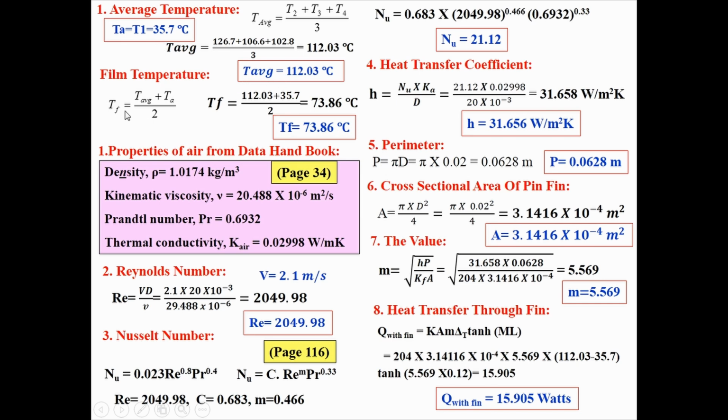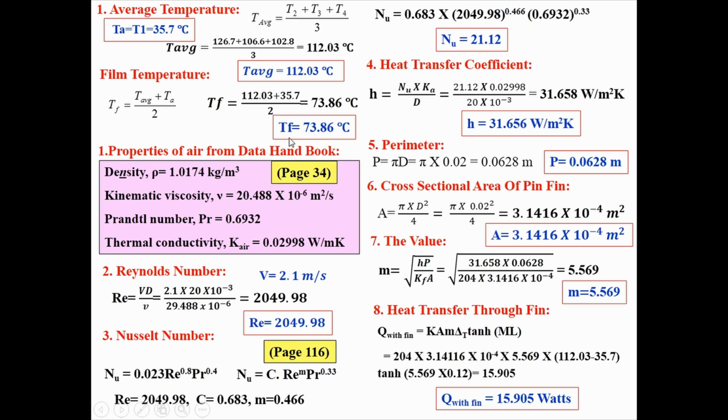Now once you know TA and T average, you have to calculate the film temperature. What is film temperature here? TF is equal to T average plus TA divided by 2. You will get the film temperature. That film temperature is 73.86. You can take it as 74 degrees Celsius.